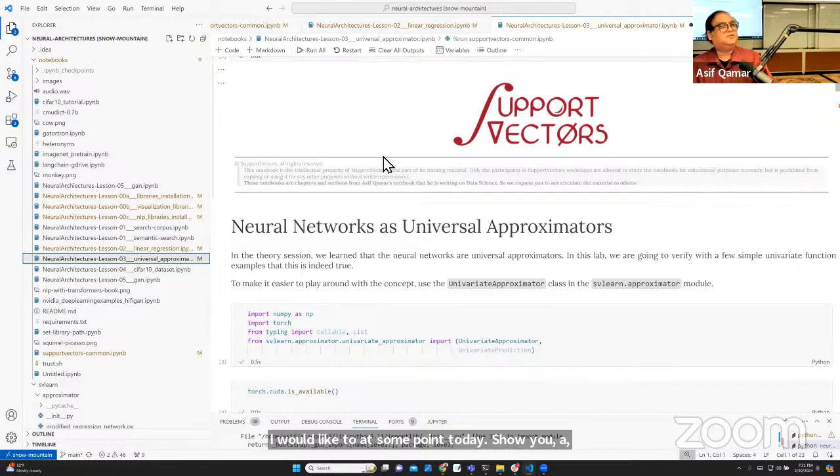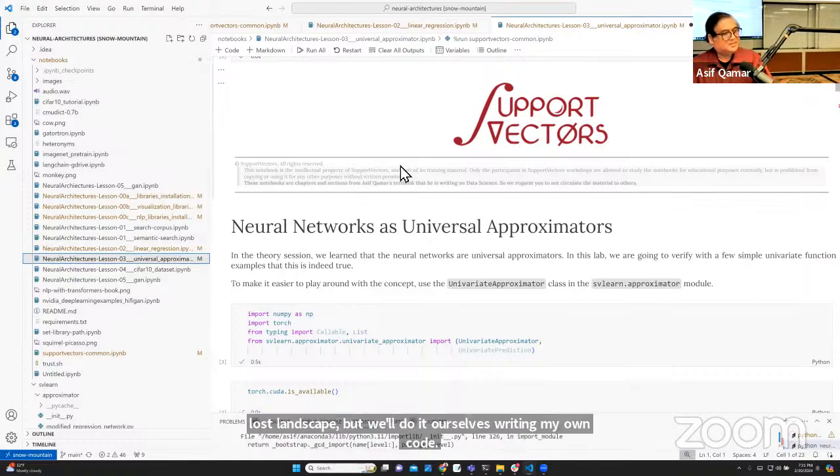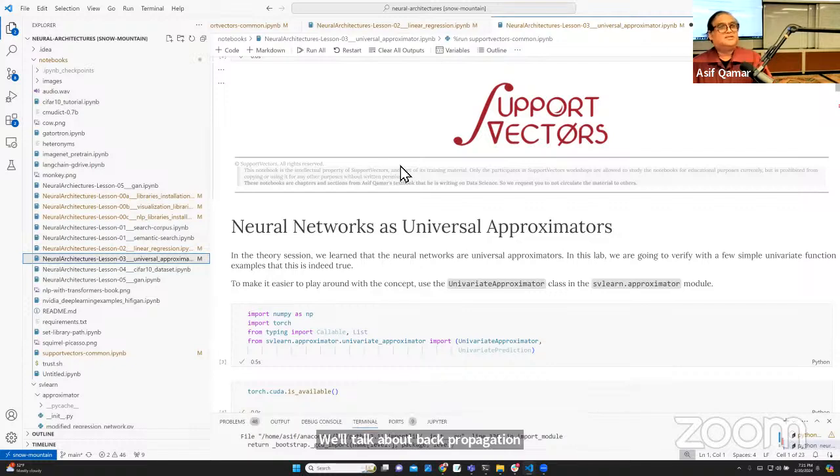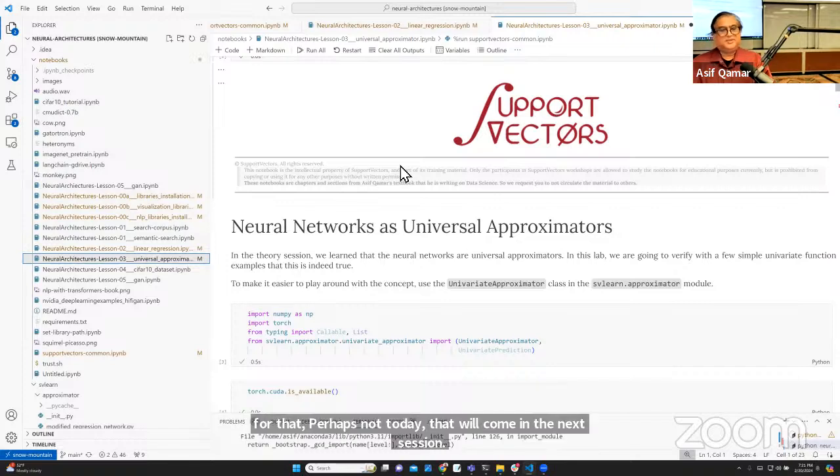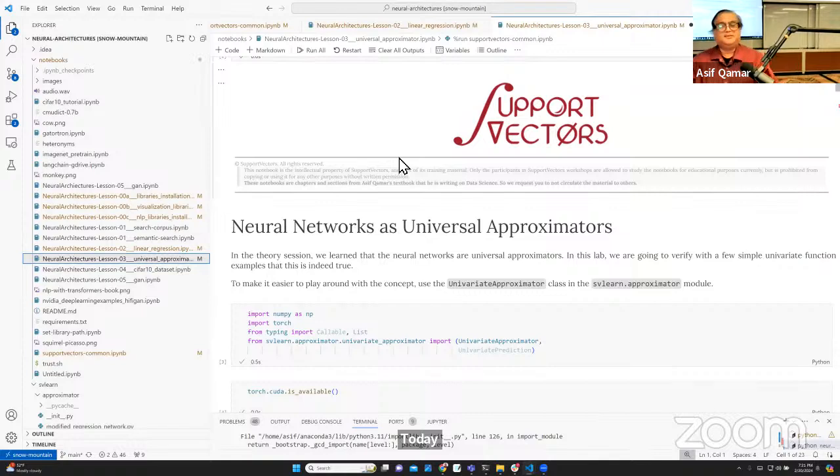And I believe I did show you gradient descent on the loss landscape, but we'll do it ourselves, writing our own code. We'll talk about back propagation and so forth, but for that, perhaps not today. That will come in the next session. Today, what is it that we'll learn about? We'll learn about this property of neural networks to be universal approximators.